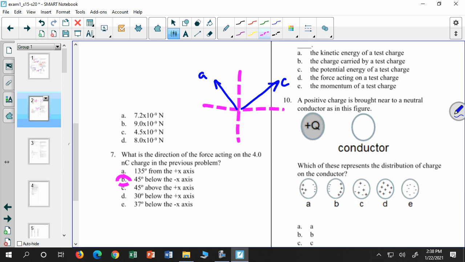Okay? On the quiz, a question like that. On our test, it'll be similar to that, but a free response where you have to work it out.